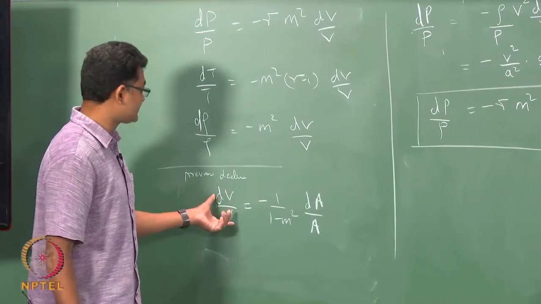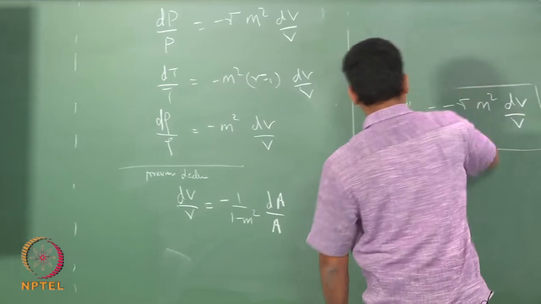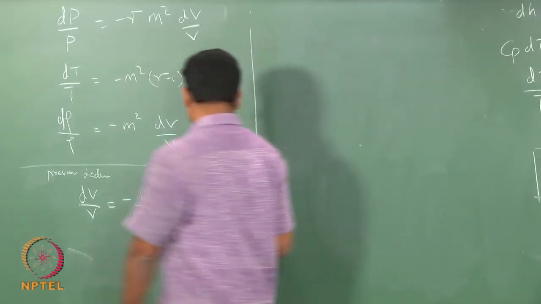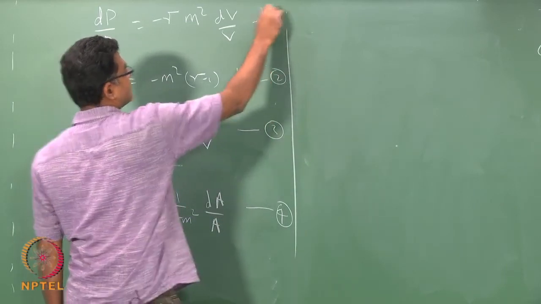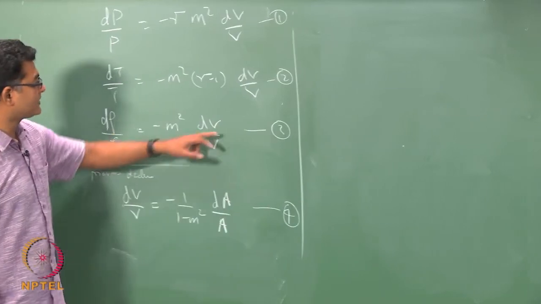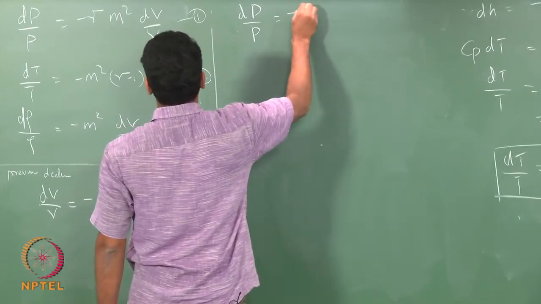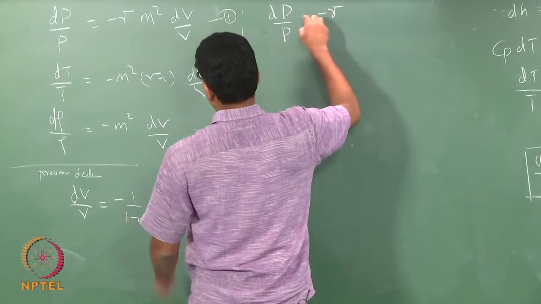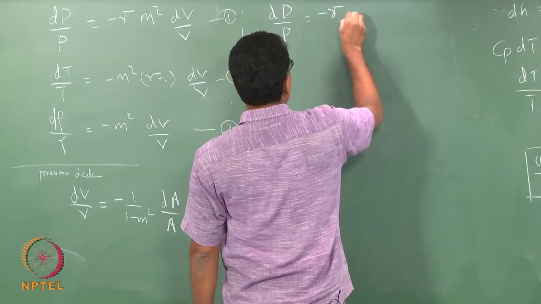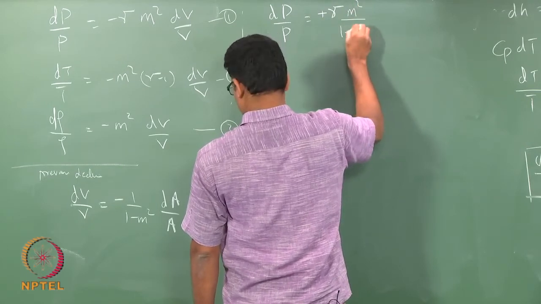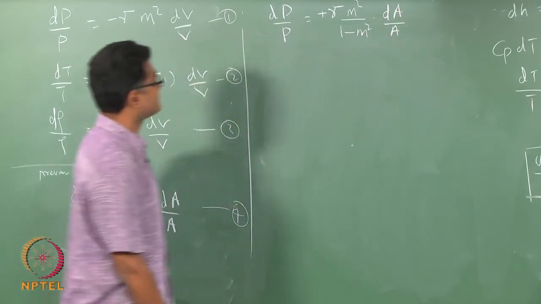Now, if I substitute this quantity here, let us say substitute equation 4, this is equation 3, this is equation 2, this is equation 1. So, I am going to substitute equation 4 in 3, 2 and 1. So, my first equation dP by P is now minus gamma, minus and minus would cancel out. So, this would be gamma M squared by (1 minus M squared) into dA by A.